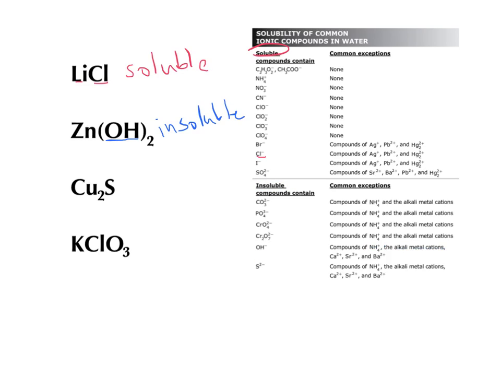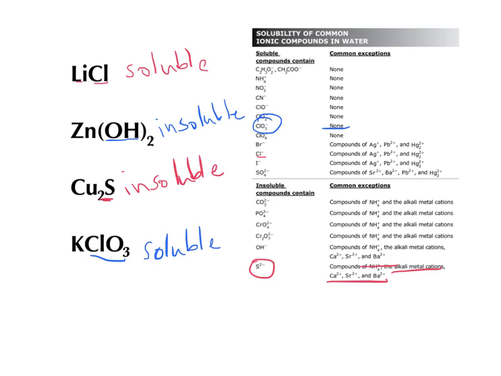Okay, let's talk about Cu2S. Again, we're going to start with the S, the ending thing, and S is right there. Let's see, copper is not an alkali metal, it's not NH4, it's not any of these. So since sulfides are generally insoluble, this will be insoluble. And KClO3. Okay, again, ClO3, I see it right there. That's generally soluble. There are no exceptions, which means it is always soluble.